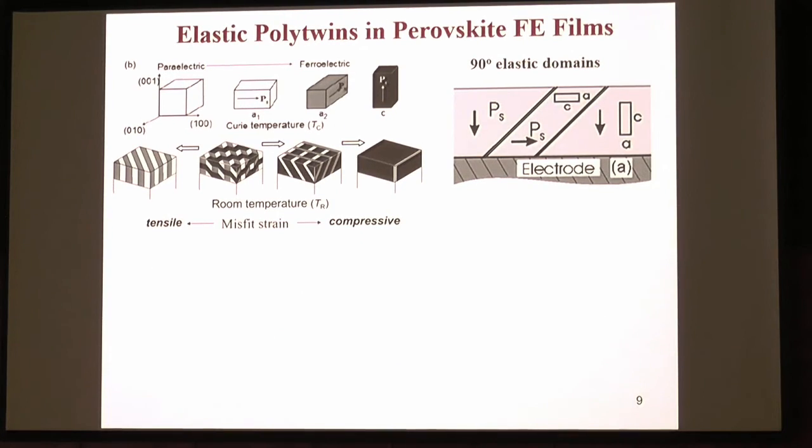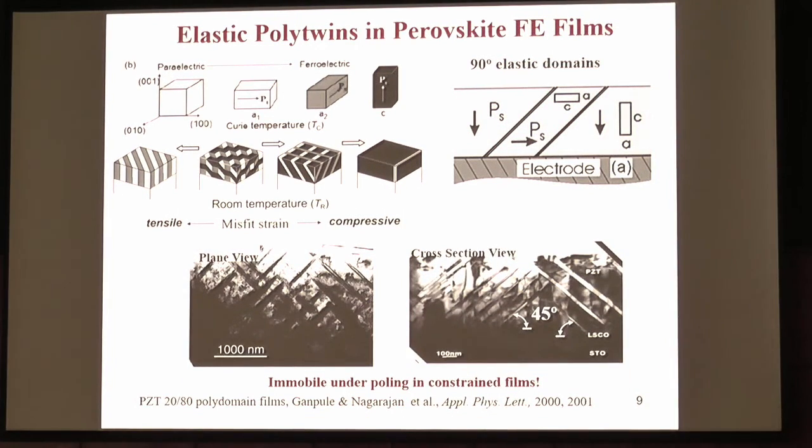So I guess all of you are familiar with a and c domains. I just want to show one slide to recap what we learned from there. Of course, depending on the misfit, you can have either 100% c domain, or a mixture of c and a, or purely a domain under tensile strain. And because the polarization vector is rotated by 90 degrees, that's why we call them 90-degree elastic domains. And in TEM, you can see them forming a kind of three-dimensional network in the film.